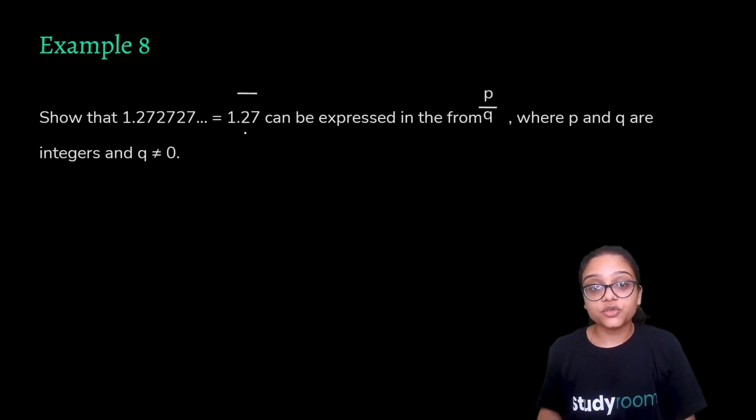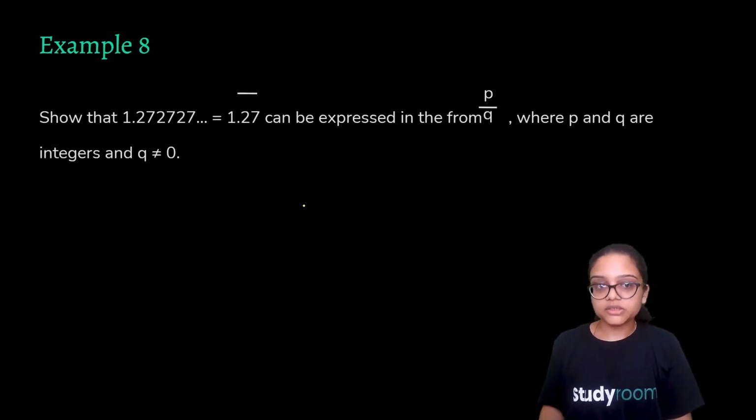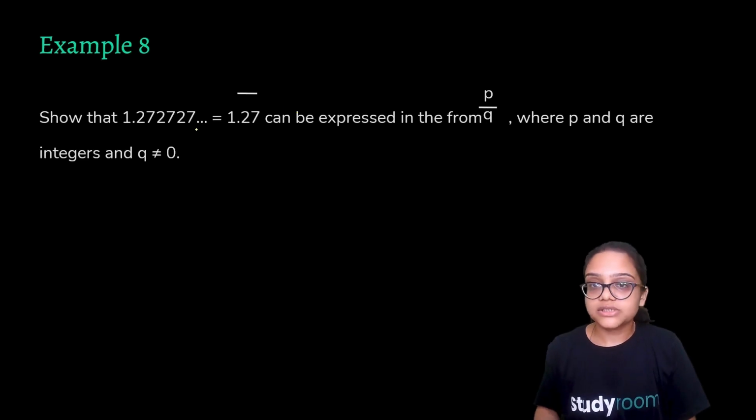I'm not asking you to think of a number which gives 1.27 recurring. In the previous question, 0.33 was easy because we had just seen an example. But here's a simple method to solve this type of question. Now, just come with me. Count the number of digits which are repeating.